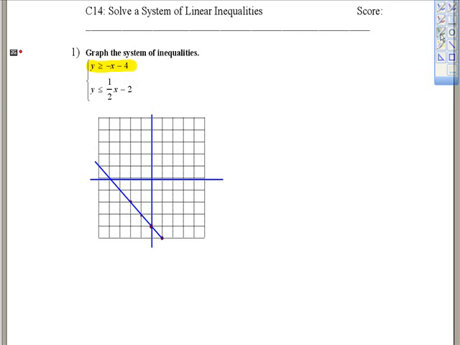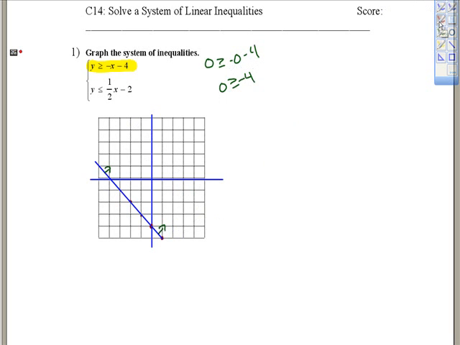I'm going to check shading here. If I test the point (0, 0) in this inequality, I get 0 is greater than or equal to negative 0 minus 4, which is the same as 0 is greater than or equal to negative 4. 0 is greater than every negative number, so that's true. So the true side is where the (0, 0) is, and I'm going to be shading the upper side of this line.